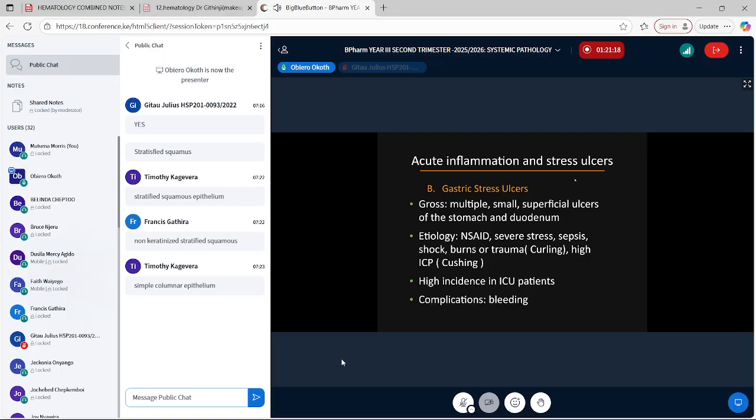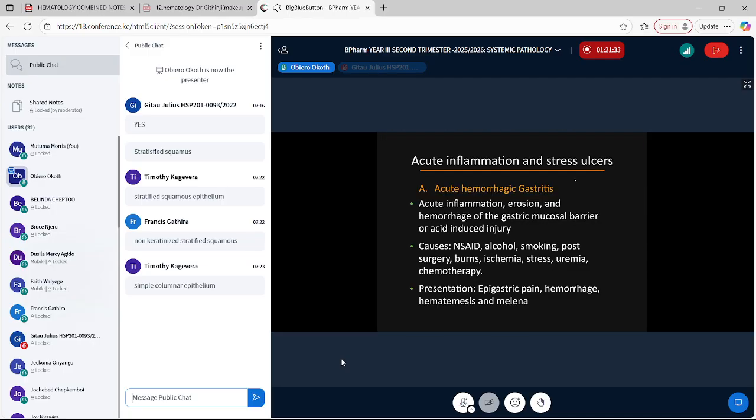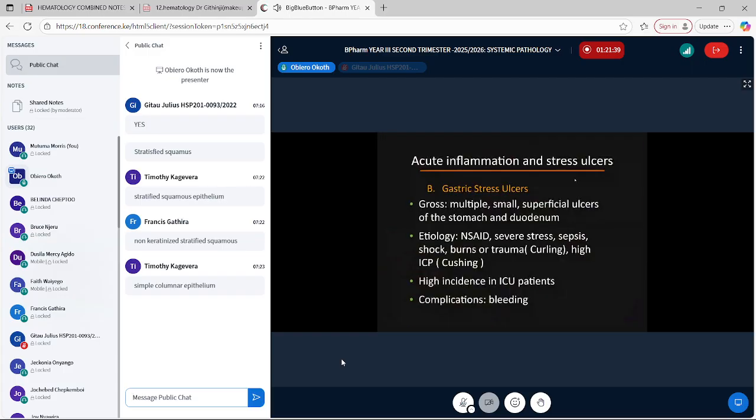Yes, what we call gastric stress ulcers or acute stress ulcers. They are normally multiple small superficial ulcers of the stomach and duodenum. What causes them is almost the same as what causes acute hemorrhagic gastritis, but we see them mainly now with stress. NSAIDs can give you that. Severe stress can give you that. Sepsis will give you decreased blood flow. Shock will give you some form of ischemia.